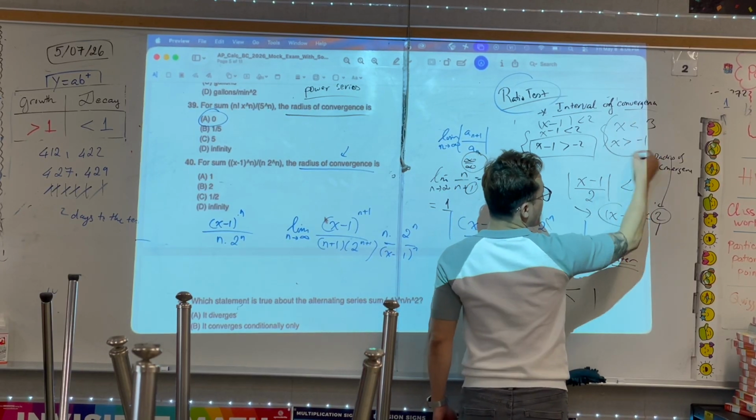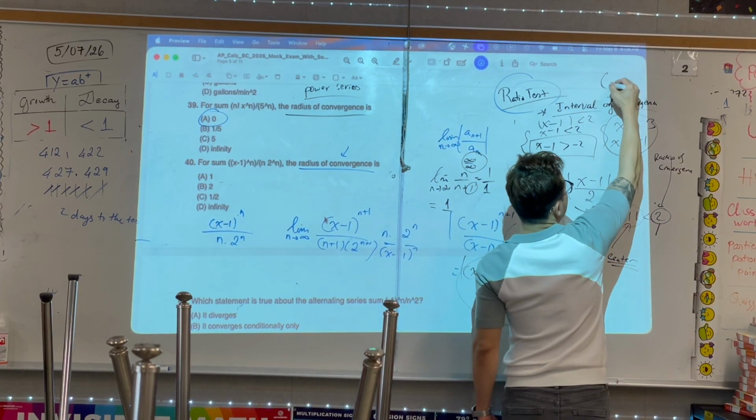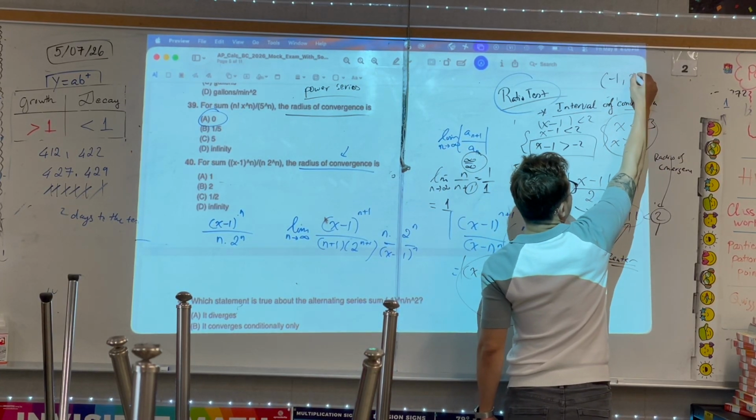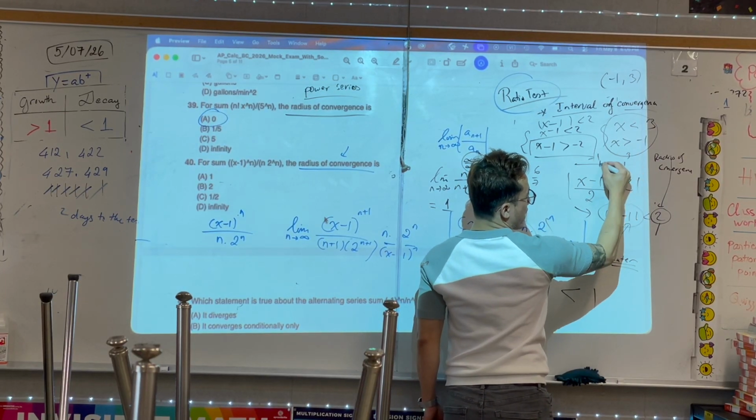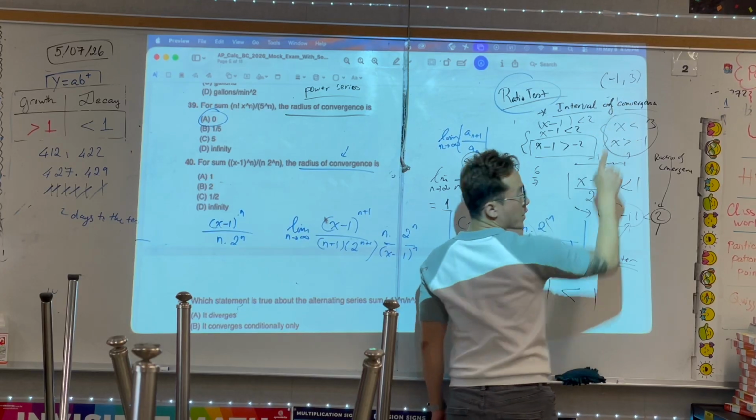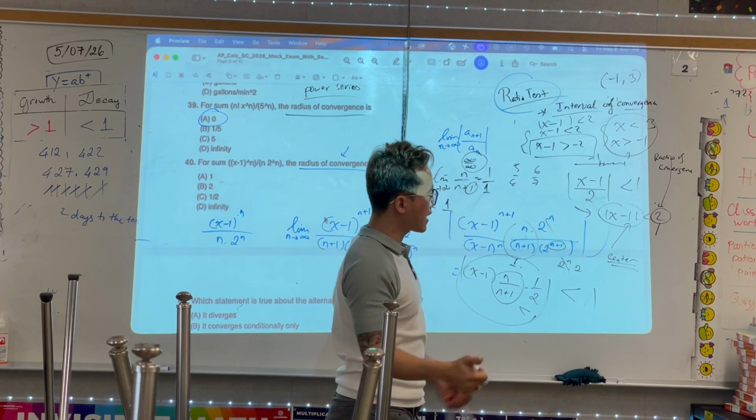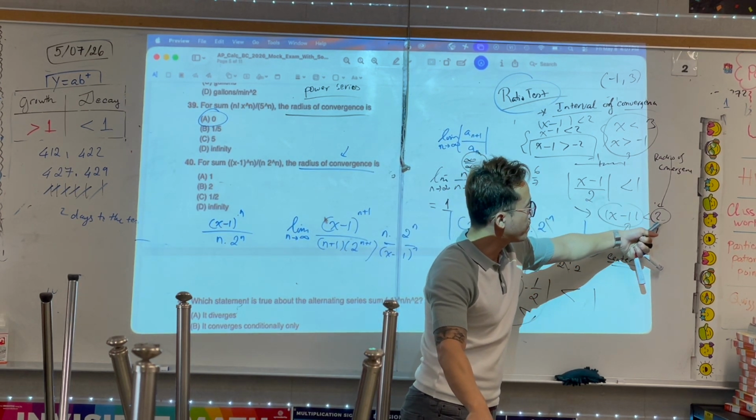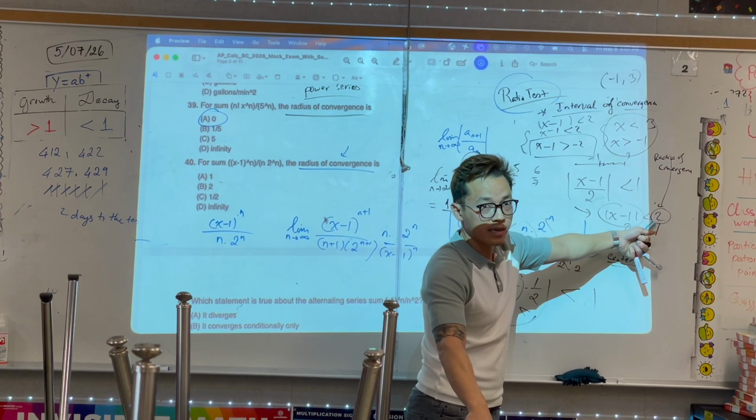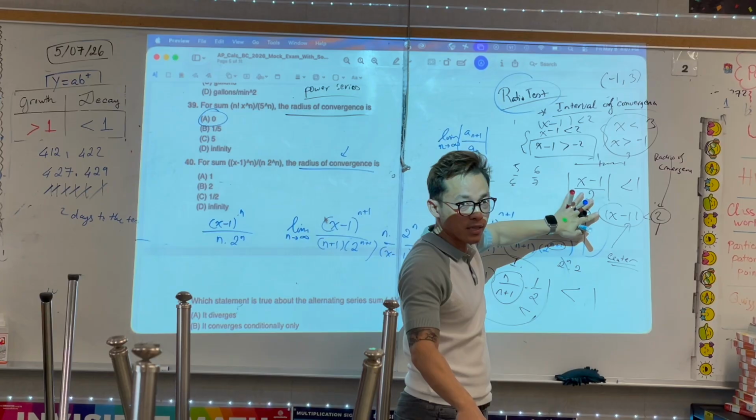Okay, so this will be your interval of convergence. So that means the interval of convergence is negative 1 to 3, right? Greater than negative 1 but less than 3. So that means from negative 1 to 3. So 3 concepts you need to know. Radius of convergence: when you solve this to be less than a number, that's the radius of convergence. No fraction, okay? Take care of the fraction.